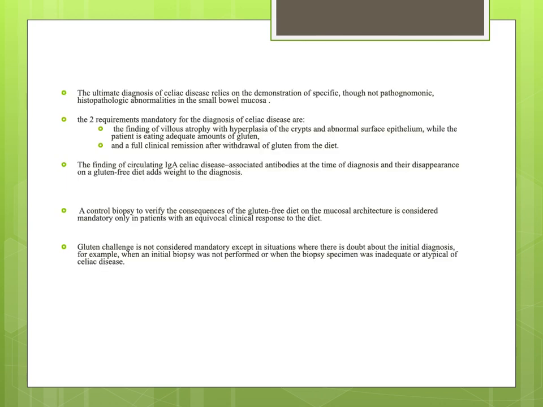These histopathological changes in the small bowel biopsy are regarded as specific, however, they are not pathognomonic. So, in order to make a diagnosis of celiac disease based on the biopsy, we have to prove that the patient has villus atrophy with hyperplasia of the crypts and abnormal surface epithelium while the patient is eating a diet containing gluten. Subsequently, there has to be a full clinical remission after withdrawal of gluten from the diet. A control biopsy to verify the consequences of a gluten-free diet on the mucosal architecture is considered mandatory only in a patient with equivocal clinical response to the diet.